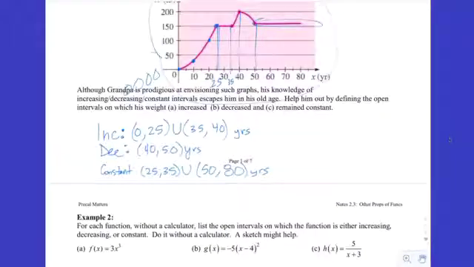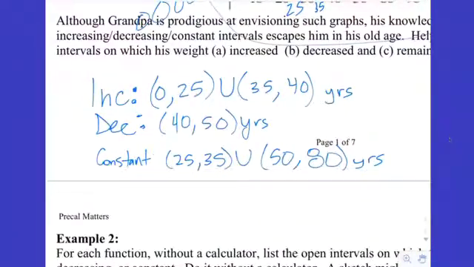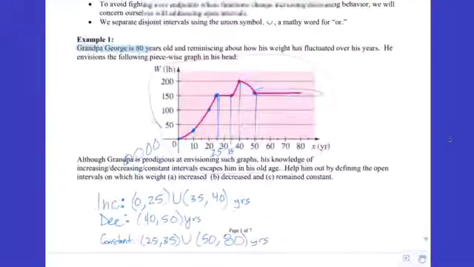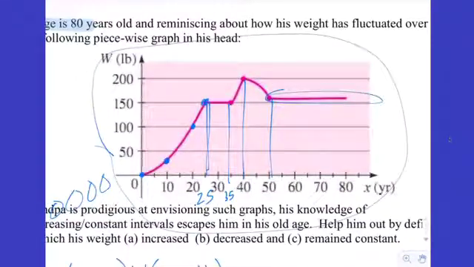All right, so the point of that problem wasn't really to come up with a scenario around Grandpa George, but to use the graph to come up with these intervals. And it was pretty easy, right? I mean, it wasn't difficult. If you have the graph, you have your eyeballs that you can use to look at the graph to determine where something's going up or down or not going up or down at all, right? Pretty easy if you have the graph.